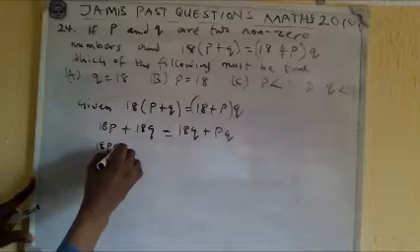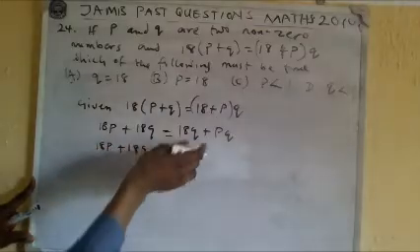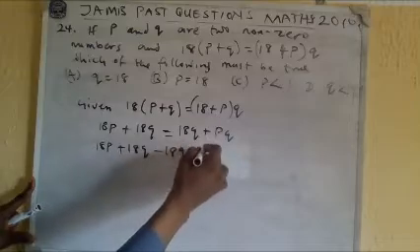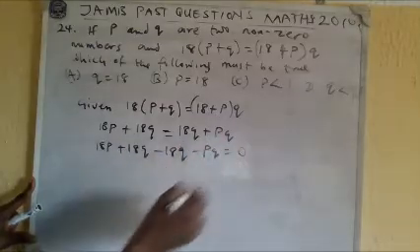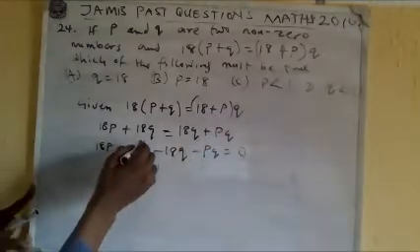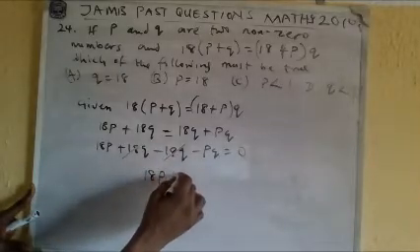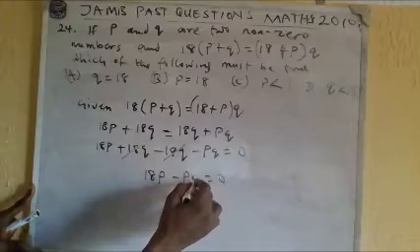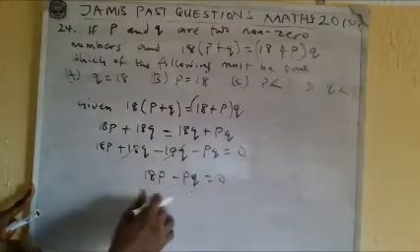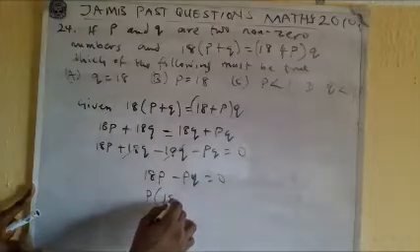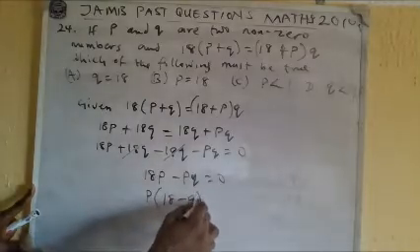18P plus 18Q, then minus 18Q, and minus PQ is equals to 0. So this and this are gone. So I have 18P minus PQ is equals to 0. What's common in these two? P is common, so P will come outside, and what is left is 18 minus Q is equals to 0.